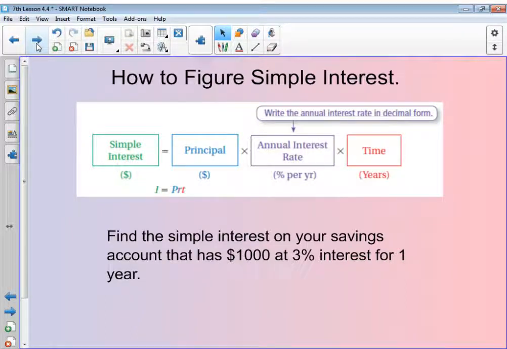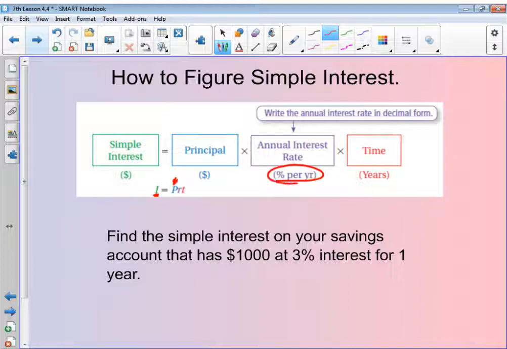Okay, so how to figure simple interest. You're going to be using this formula quite a bit. The I stands for our interest, and yes, we're just working with simple interest. So our interest is equal to our principal, the amount of money that we either borrow or loan out to somebody, times our rate, which is our percentage. Usually they'll give us a percent per year, but sometimes it's percent per month. And then the amount of time. This is usually in years, but sometimes it does vary, so you're going to have to pay attention to that.